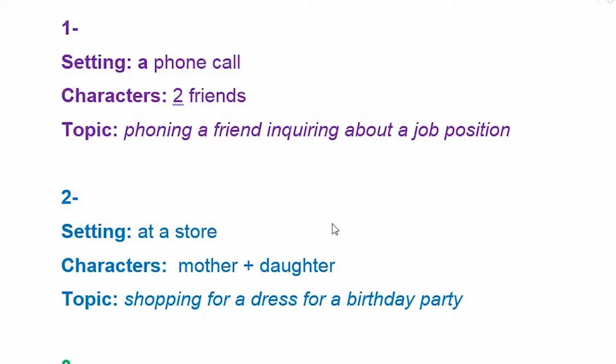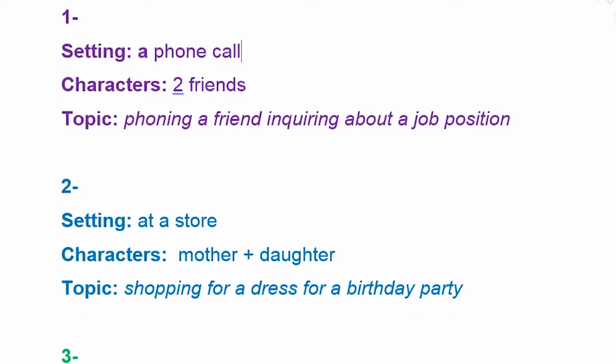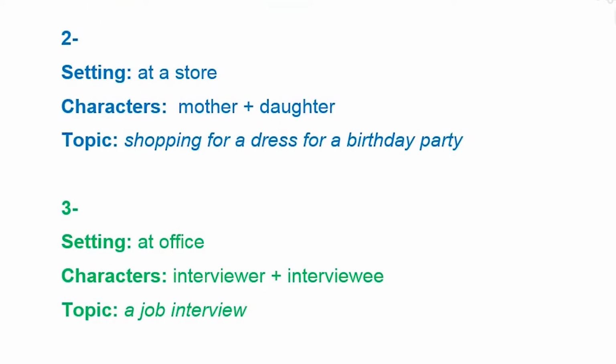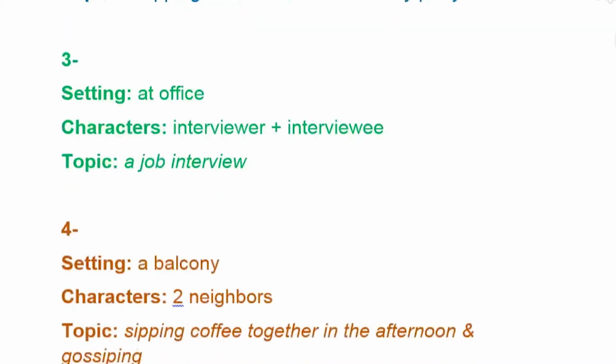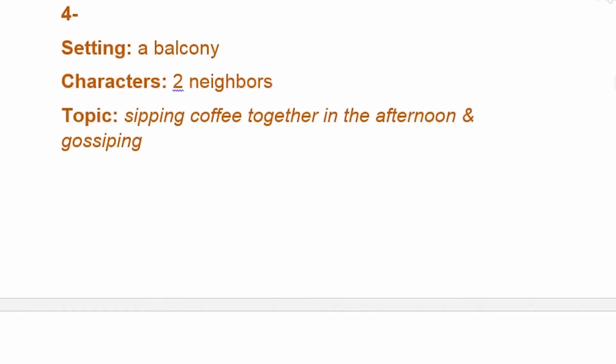The first one, the setting is a phone call between 2 friends and phoning a friend inquiring about a job position. The second one is at a store, a mother and a daughter, and they're shopping for a dress for a birthday party. This one is pretty good actually. The third one is more practical, an interviewer with an interviewee, and the topic is obviously a job interview. The fourth one is my favorite, and I feel shameful to say that, but I said it anyway. It's like 2 neighbors sipping coffee together in the morning and gossiping.